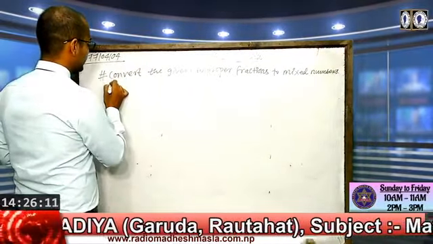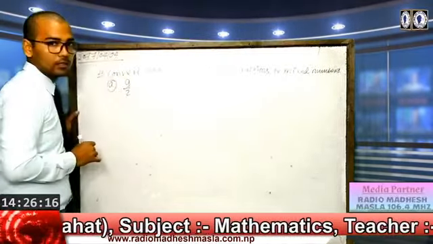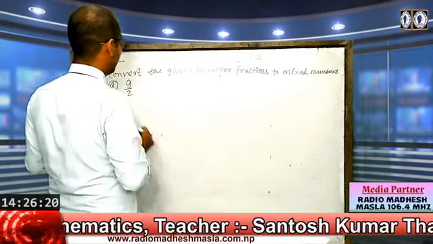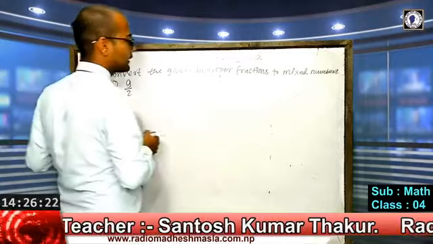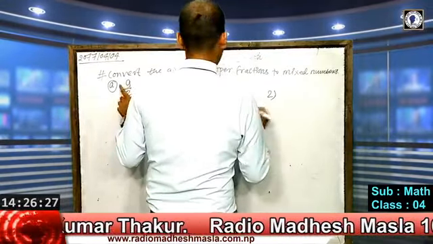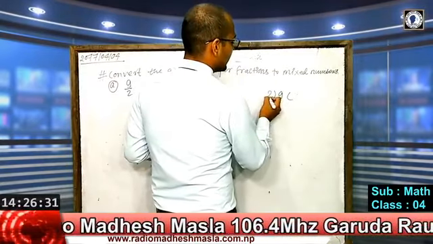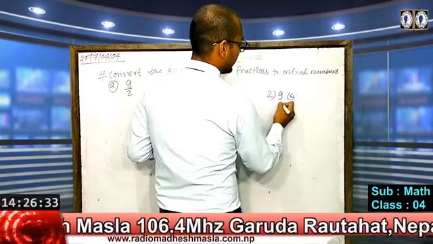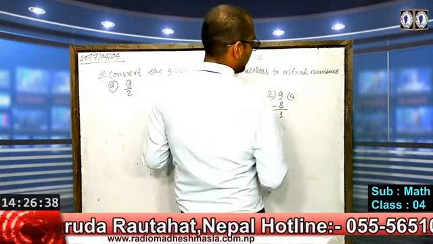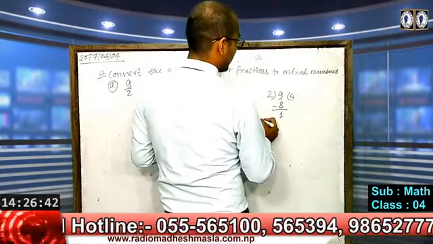Suppose in question number A we are given 9/2. First of all we have to divide the numerator by the denominator. So we have the denominator 2, and 2 divides the numerator 9. 2 fours are 8, and then we get remainder 1 and answer 4.